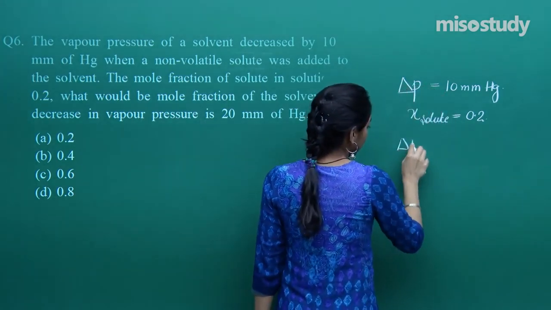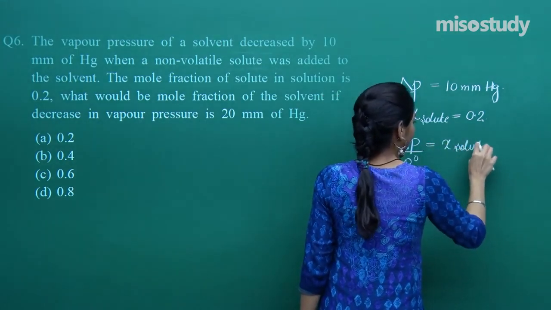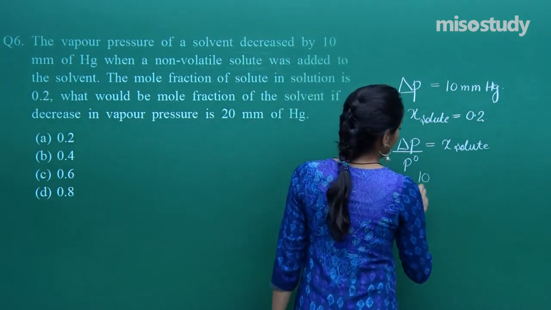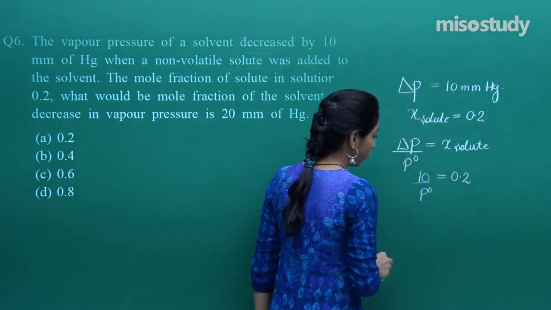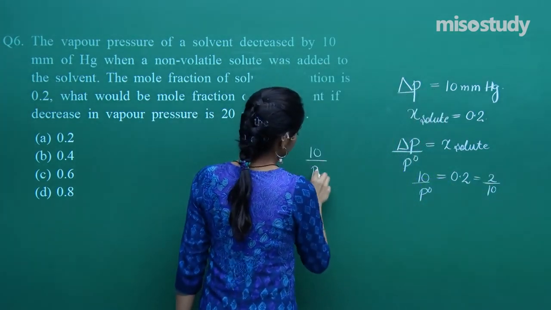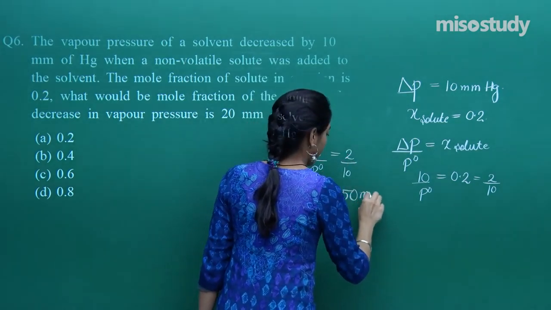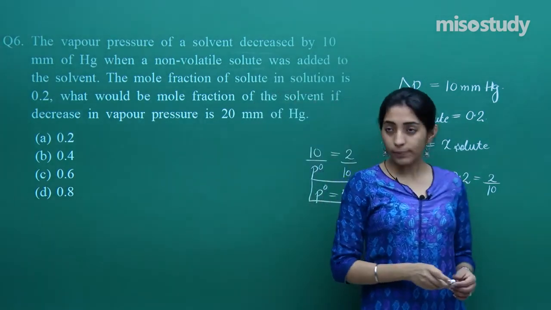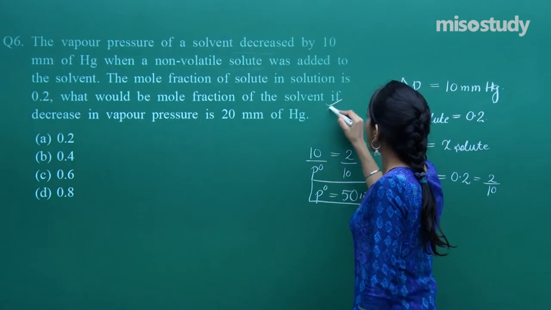We know the relative lowering of vapor pressure is equal to the mole fraction of solute. I am not assuming any association or dissociation since nothing is referred. So we have 10 divided by P naught is equal to 0.2, which could be written as 2 by 10. So 10 by P naught is 2 by 10, and P naught is equal to 50 mm of Hg. Now we got the vapor pressure of pure solvent. Clear?